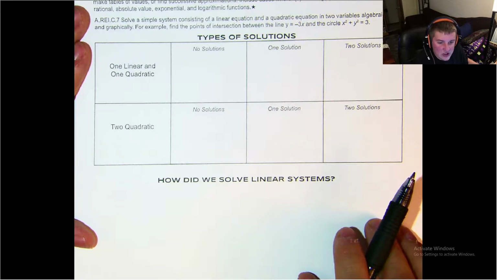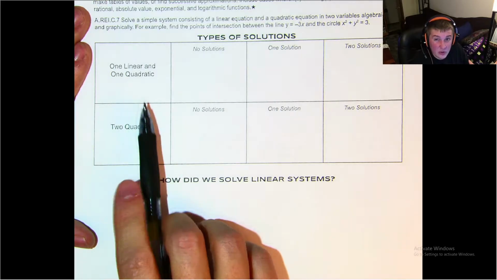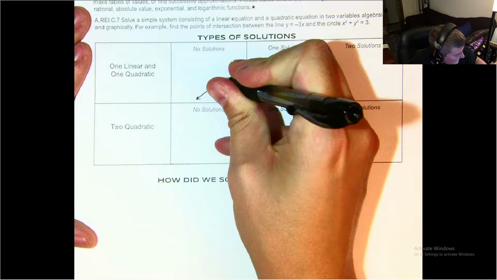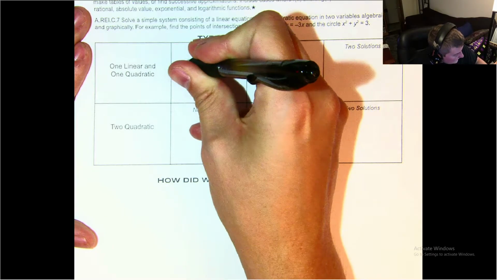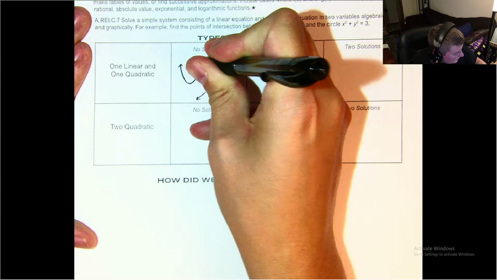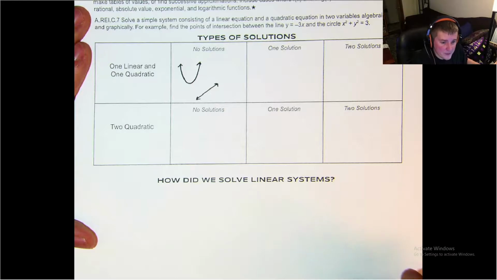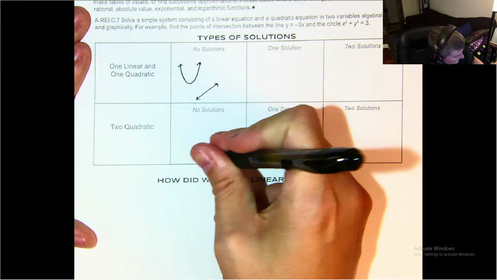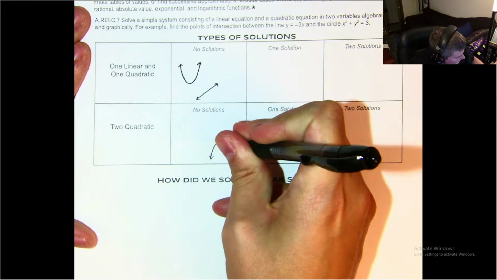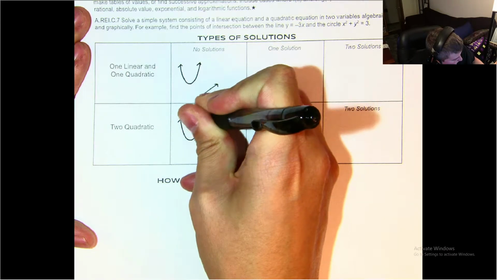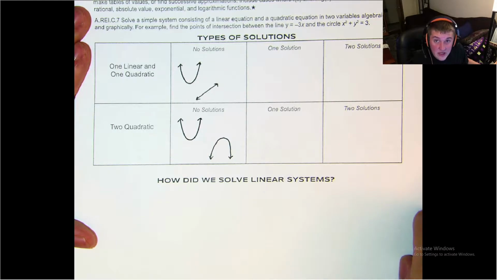And when doing so, we've had like one linear equation and one quadratic. And if we're having no solutions, that means that those graphs just don't intersect at all. Okay, so in our section today, we'll find out a little bit more about that. Okay, we can also have two quadratics. So again, if there's no solutions to them, they're just kind of passing by each other some way or somehow. They're just never going to intersect.